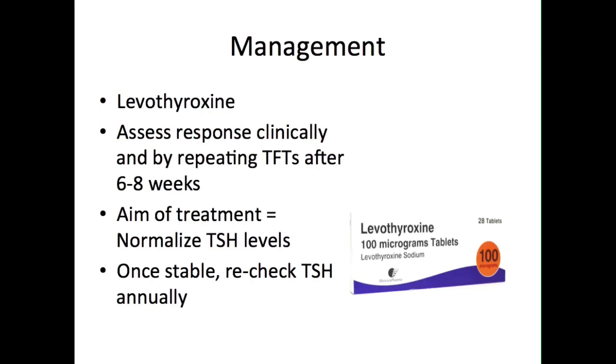Management of hypothyroidism involves the use of levothyroxine, which will be required for the rest of the patient's life. Treatment with a steady dose is normally required for 6 to 8 weeks before the effects can be seen clinically. Assessment of treatment effectiveness also involves carrying out thyroid function tests at this time. The main aim of this treatment is for the patient to have a normal serum TSH level. Once this has been achieved with a stable dose of levothyroxine, thyroid function tests can be repeated on an annual basis.